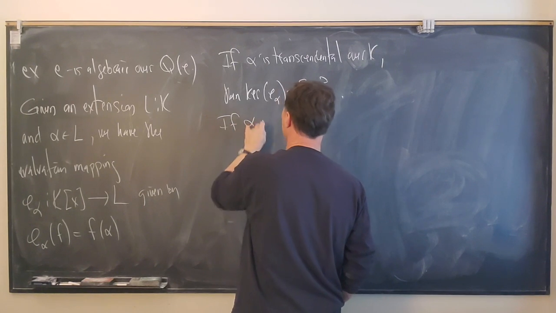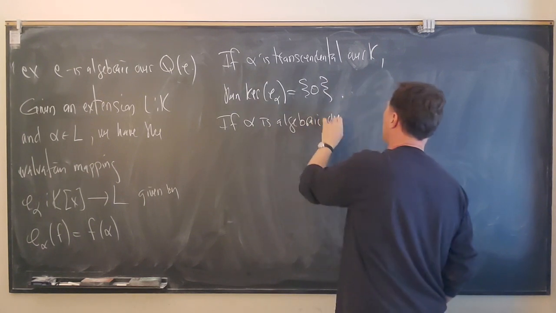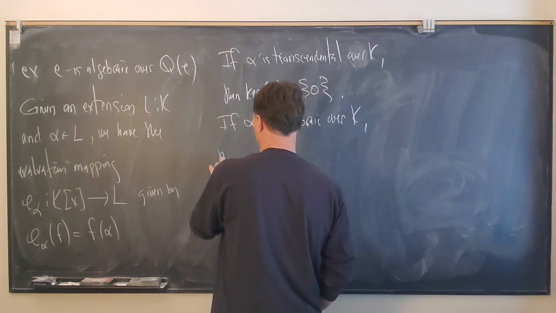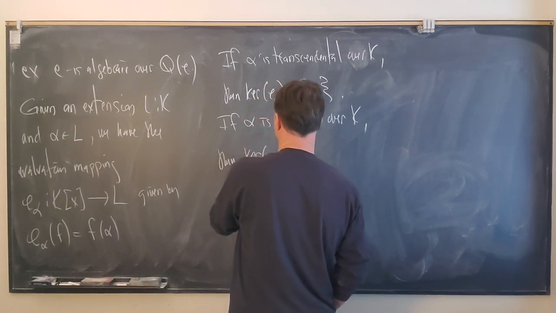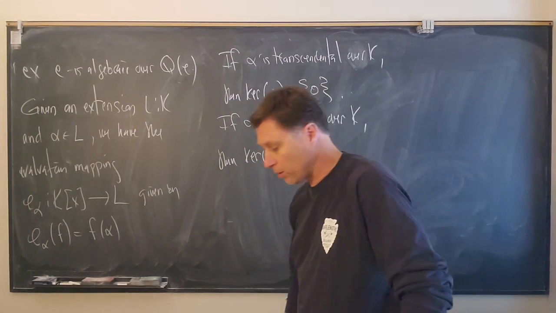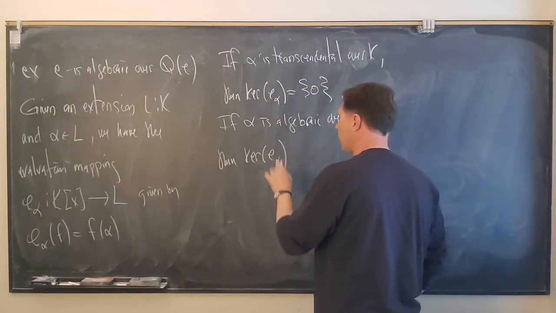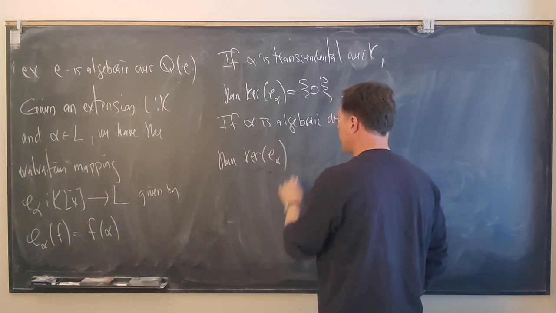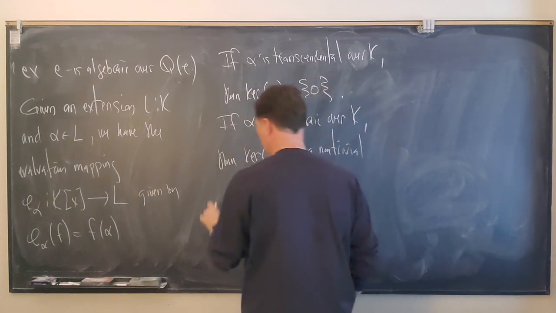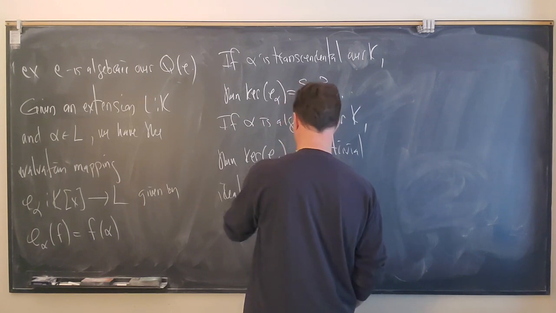If alpha is algebraic over K, then the kernel of E sub alpha is going to be non-trivial, and the kernel is always an ideal. So what we have is a non-trivial ideal. So then the kernel of E sub alpha is a non-trivial ideal of K bracket X.